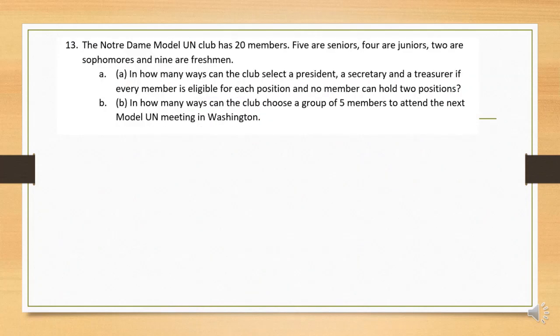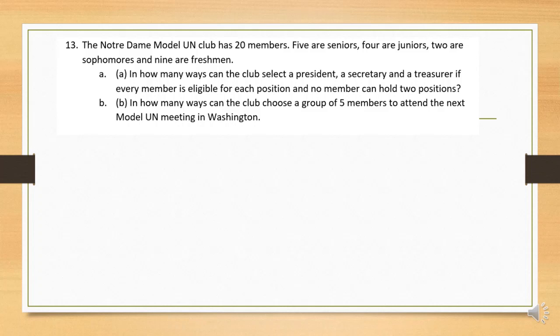So, for the last number, the Notre Dame Modulian Club has 20 members, 5 are seniors, 4 are juniors, 2 are sophomores, and 9 are freshmen. So, for letter A, in how many ways can the club select president, secretary, and a treasurer if every member is eligible for each position and no member can hold 2 positions?